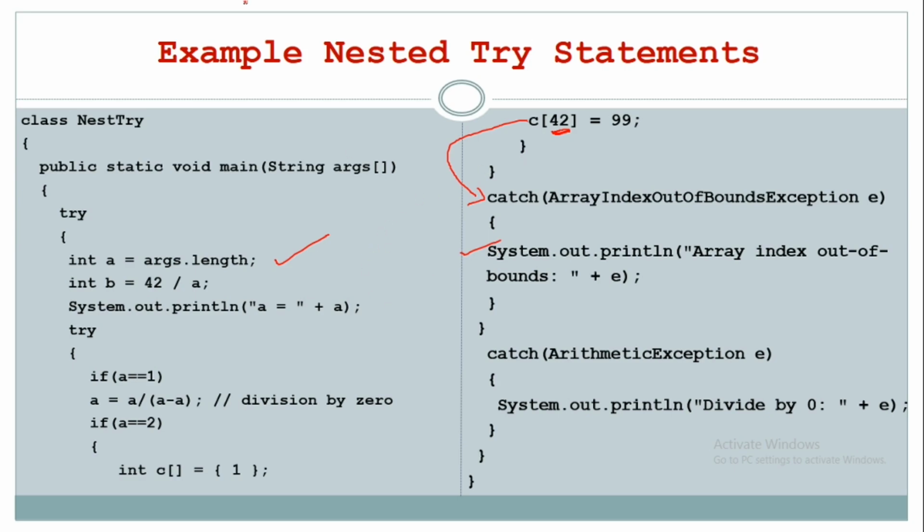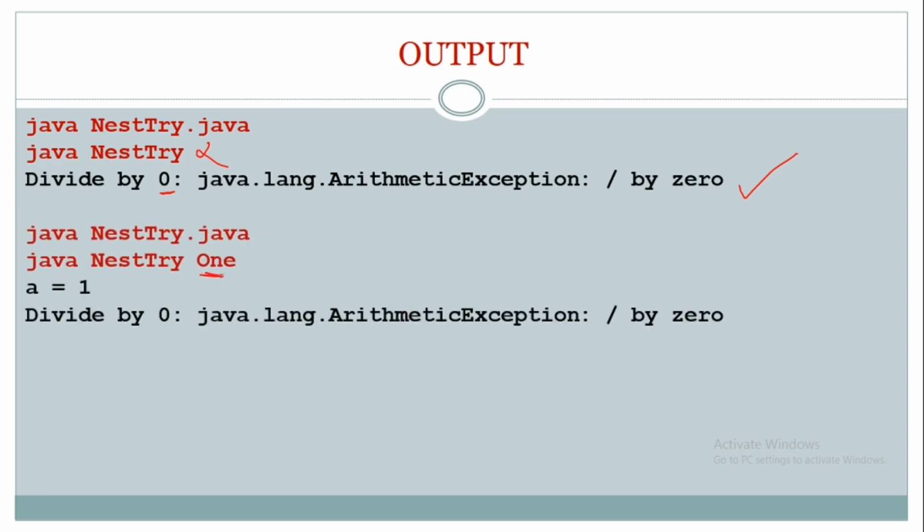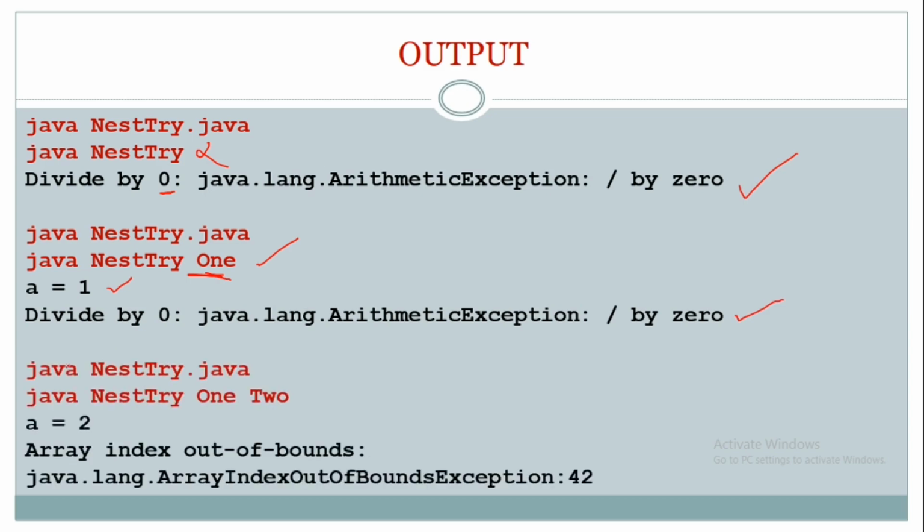As you can see, the file name of this should be nesttry.java. Let me check the output of it. Whenever we don't pass any arguments, the value of a will be 0, and it throws an arithmetic exception. If I pass one argument, as you can see here, the value of a will be 1, and again it is an arithmetic exception. And as you can see, I just passed two arguments here, so the value of a will be 2, and that throws an array index out of bounds exception. So we just saw a program that demonstrates nested try blocks.